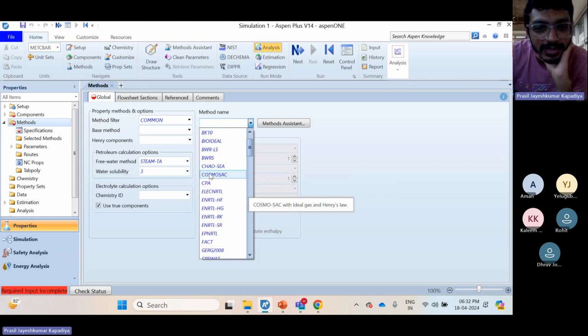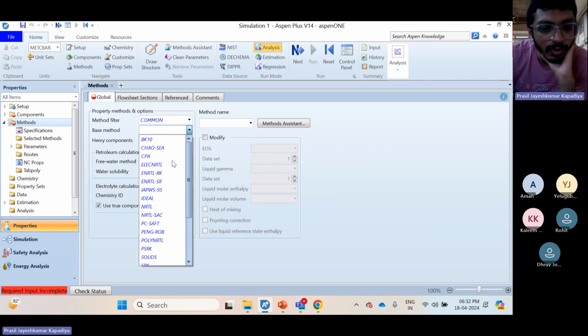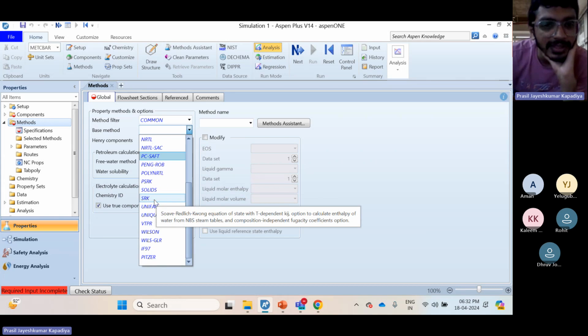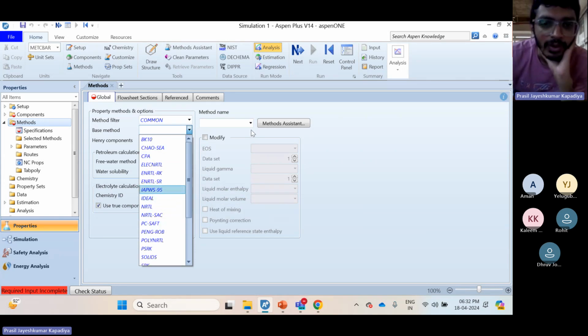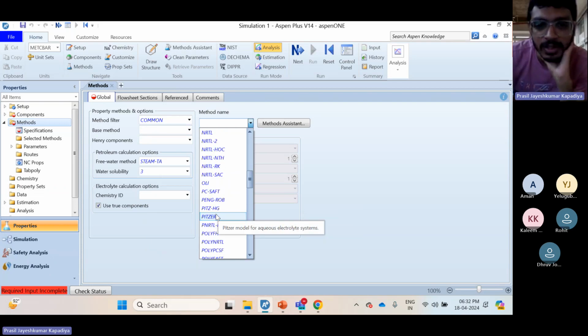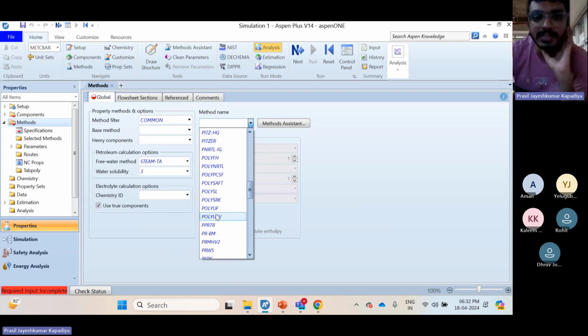What is it for an ideal gas? PV equals RT. What do they write? I just want to know. They are considering this only, but I don't know. And what is Henry's law?